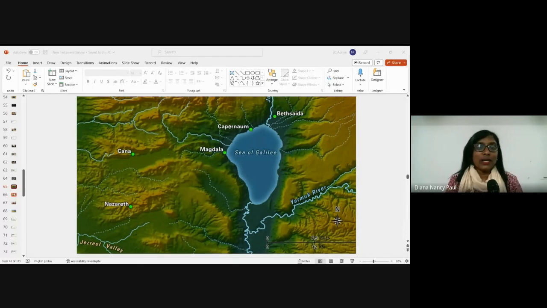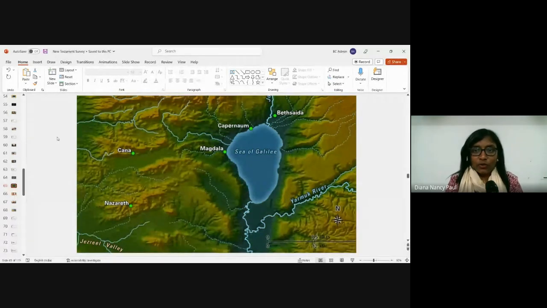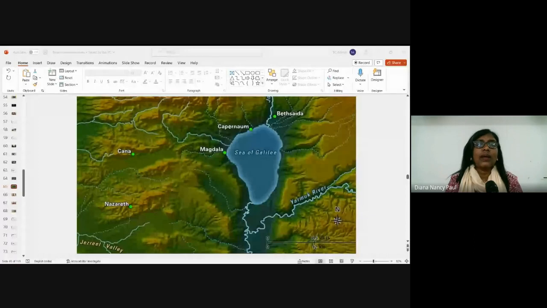So John was basically a Jew, and he's from the town of Bethsaida. Can we see the map on our screen? You see the town of Bethsaida on the west shore of the Sea of Galilee. Here lived the fisherman Zebedee with his wife Salome, and he had two sons, James and John. On the map, Sea of Galilee, Bethsaida, that's where Zebedee lived with his family.